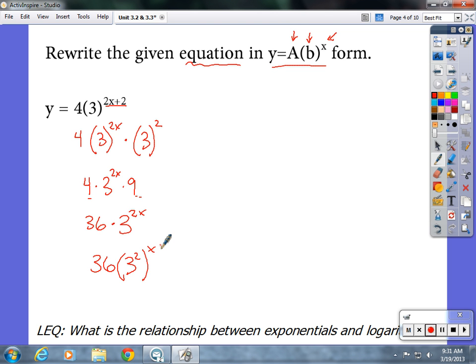3 squared is 9. So in the end, if we rewrite this equation, we end up with y equaling 36 times 9 to the x power. And these two equations would be equivalent.